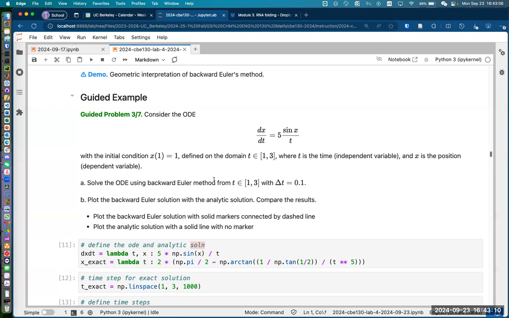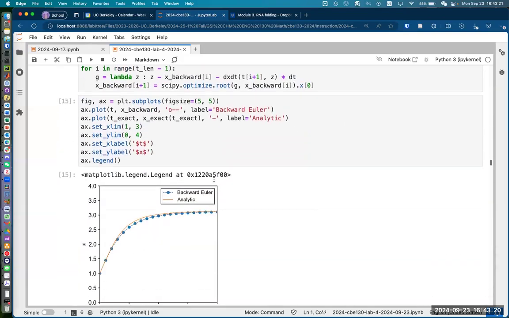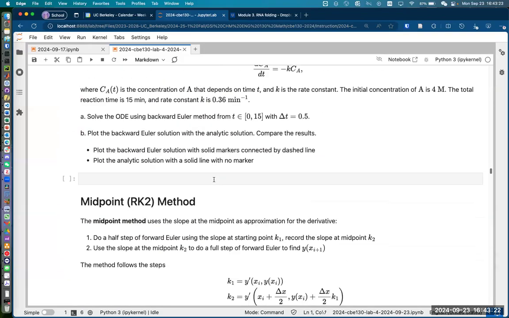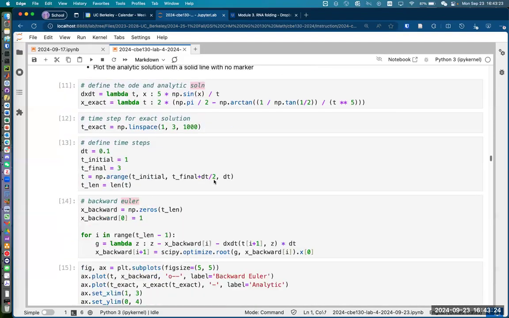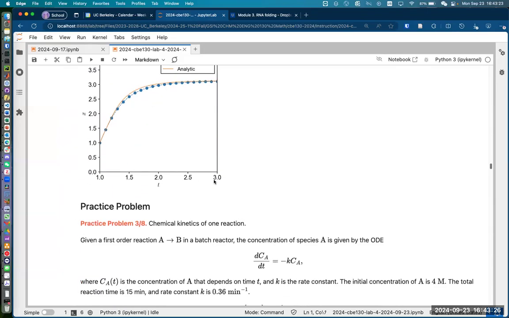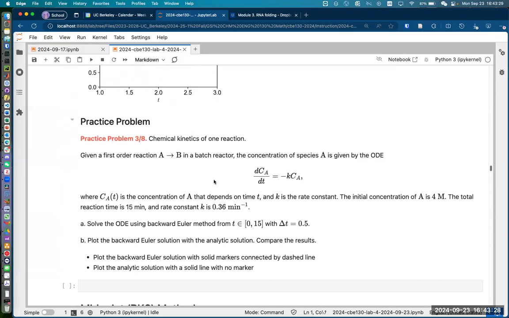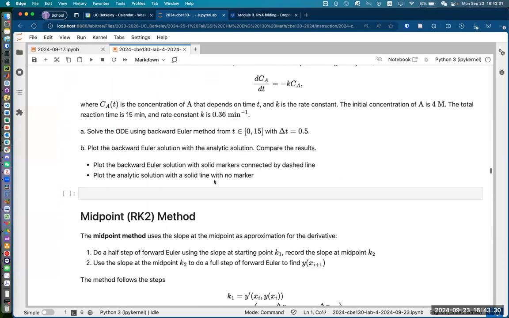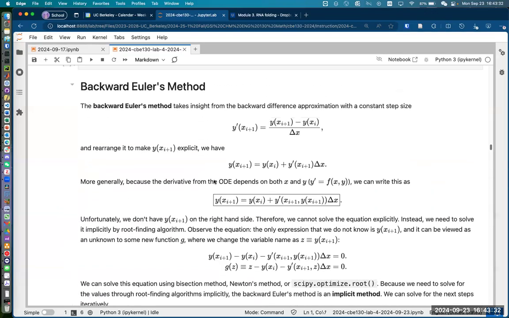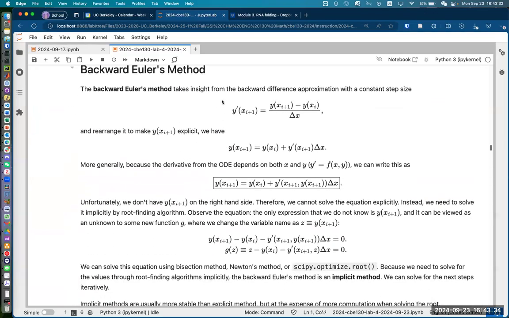Okay. The forward Euler method should be quite straightforward to understand because it's just a rearrangement of the definition of derivative. But what's more complicated will be backward Euler. Okay, does anyone have questions on the practice problem? Okay, cool.